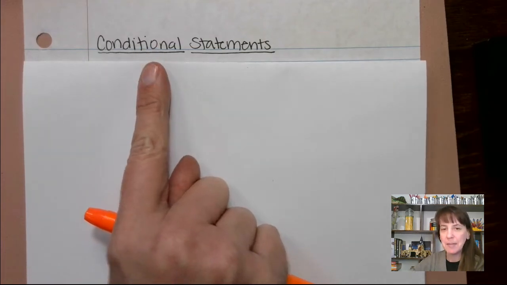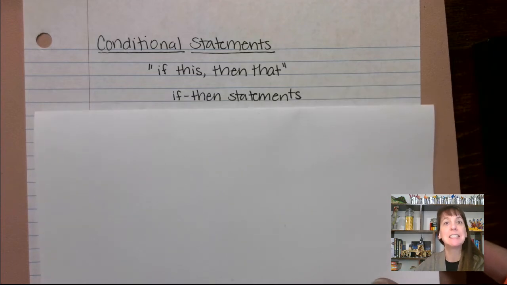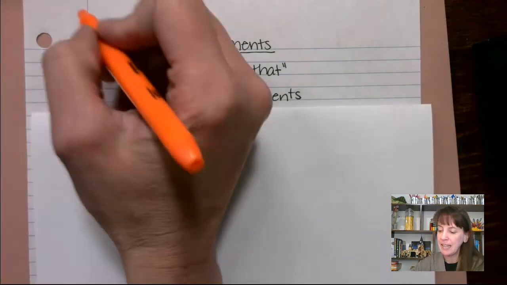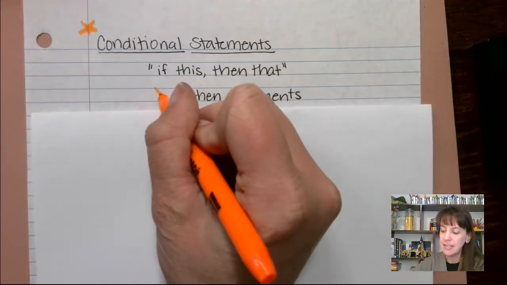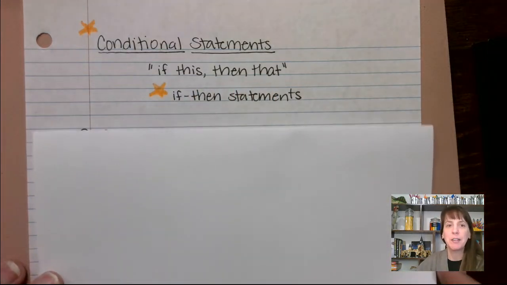So a conditional statement is an if-then statement. If this, then that. So an if-then statement. You may want to write that down. Conditional is an if-then statement. Okay. So here's how this works.